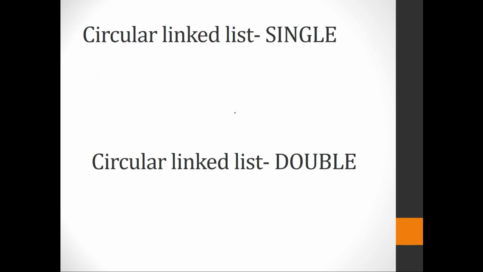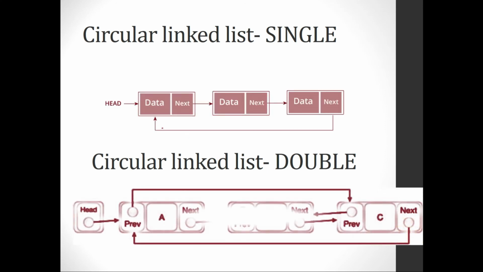Okay, now coming to circular linked list. In a circular linked list, it can be either single or double. If it is a single linked list, you can see that this particular node has only one data part and one pointer. If it is a double linked list, you can see that a node has two pointers, previous and next, and you have a data part.